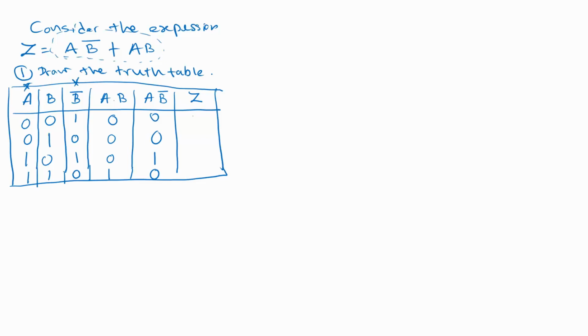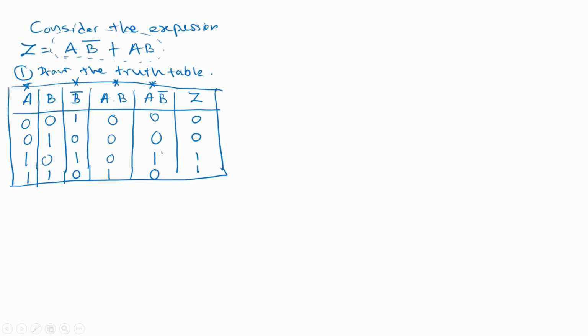Right, the final one. You have to check these two, this one or this one. So Z is 0, 0, 1, 1. Okay, right. So that's correct. I hope you all got that answer.